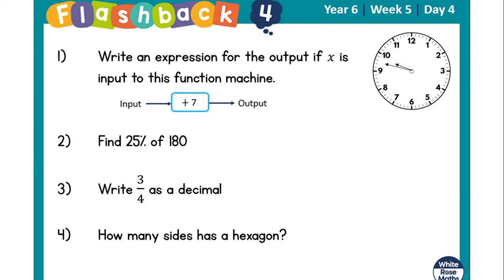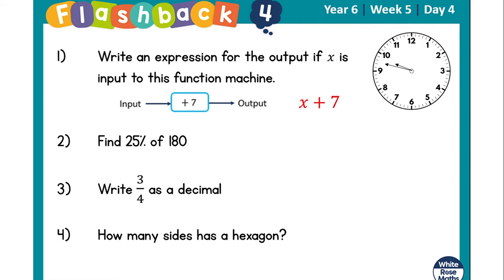Okay, let's do a little flashback. Read these questions, answer them as best you can, and pause the video now, and I'll come back to you in a moment. Okay, question 1. Write an expression for the output if x is the input to this function machine. Well, we've got input plus 7, so if our input is x, then the output is going to be x plus 7.